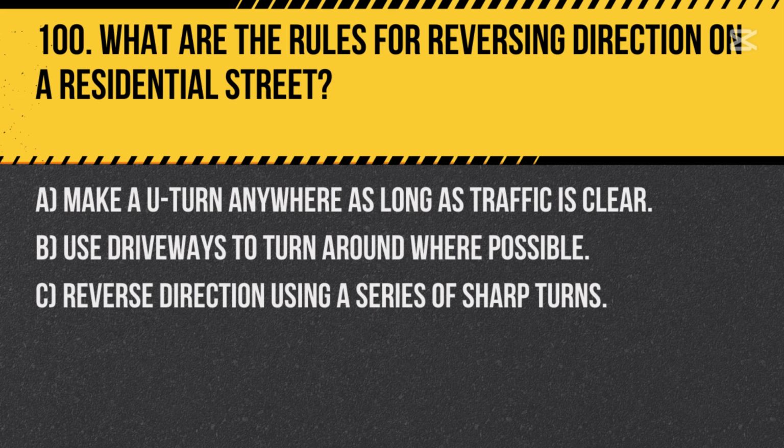Question 100. What are the rules for reversing direction on a residential street? A. Make a U-turn anywhere as long as traffic is clear. B. Use driveways to turn around where possible. C. Reverse direction using a series of sharp turns. Answer: B. Use driveways to turn around where possible. This method minimizes the risk and disruption to traffic and is safer in residential areas.